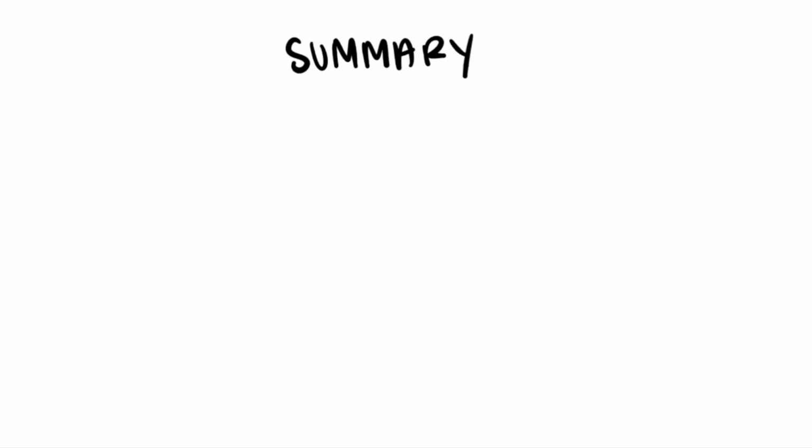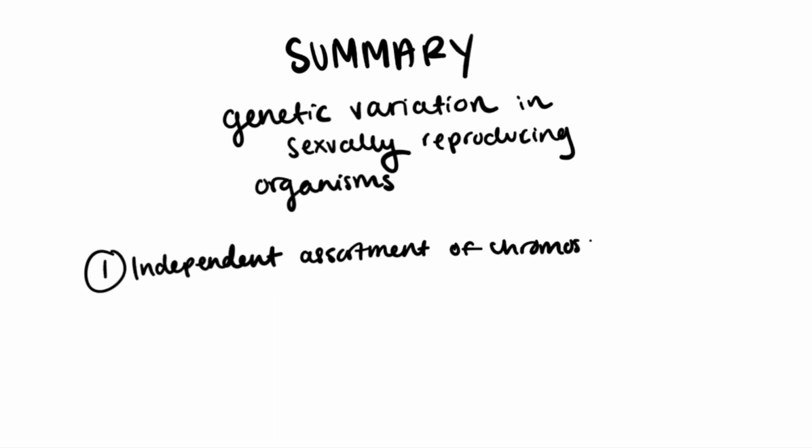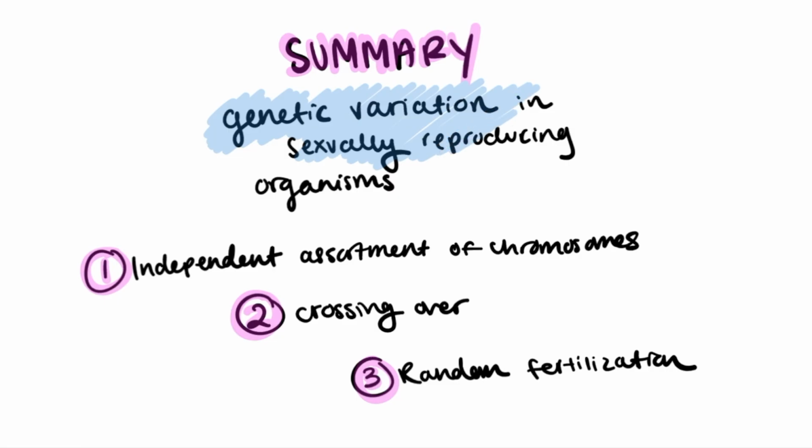So in summary, we've talked about a few sources of genetic variation in sexually reproducing organisms. We talked about independent assortment of chromosomes, which is basically shuffling chromosomes around, crossing over, which swaps pieces of chromosomes to create recombinants, and random fertilization, bringing together two unique gametes. Together, these processes generate the extraordinary genetic diversity that fuels evolution and adaptation and ensures that no two individuals are exactly alike.